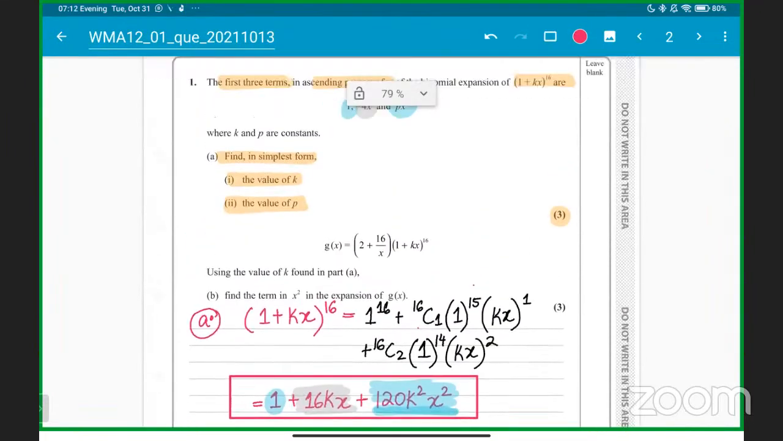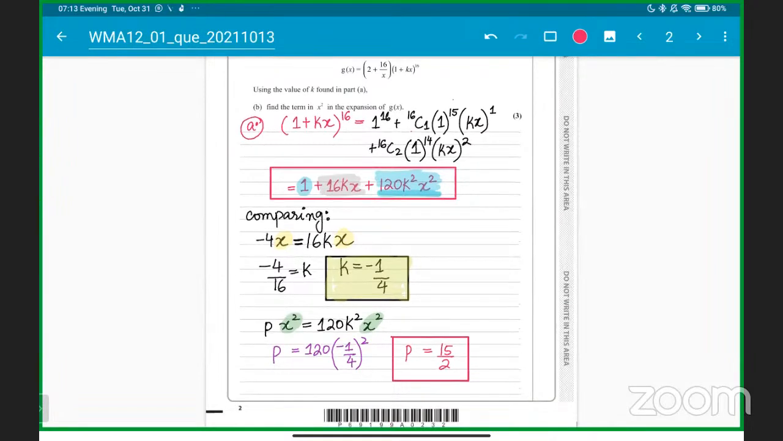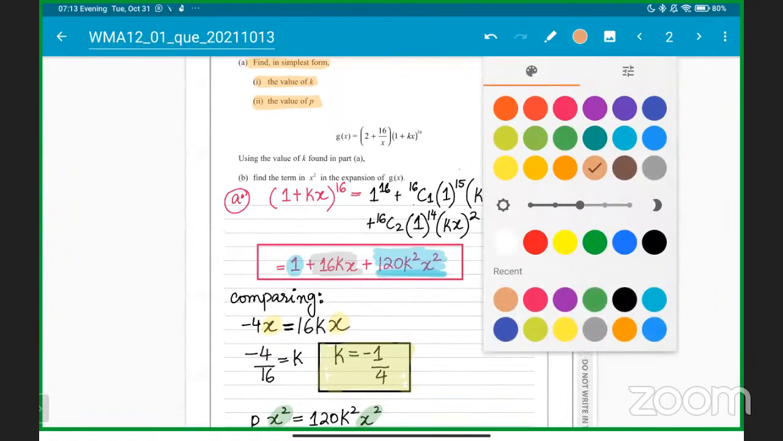I'll repeat the mistake. I took it as p²x², although it is only px², okay? So px² will be compared with this term, and we got the answer that the p value is 15 over 2. Understood? Clear? No doubt? No problem? Yes, sir. So we got part A done. Next, let's talk about part B now.